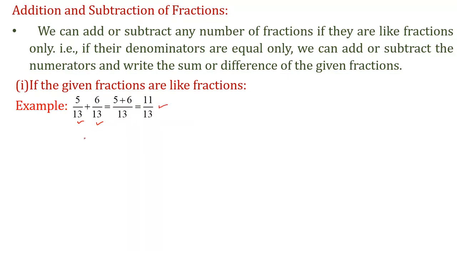So if I take 6 by 18 plus 7 by 18, here the denominators are equal, means these two fractions are like fractions, so it's very easy to add them. So write the denominator as it is, 18, and add the given two numerators of the fractions. So 6 plus 7 is equal to 13 by 18. It's very easy.